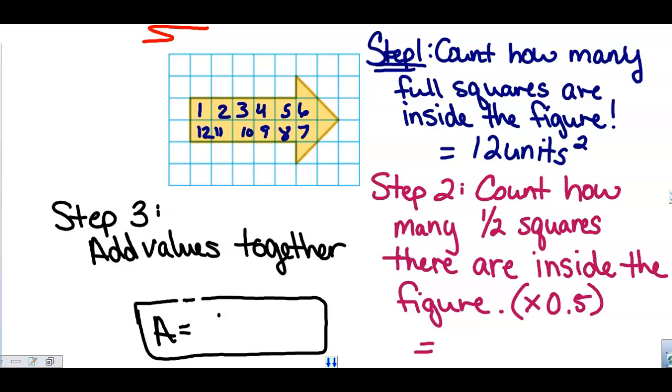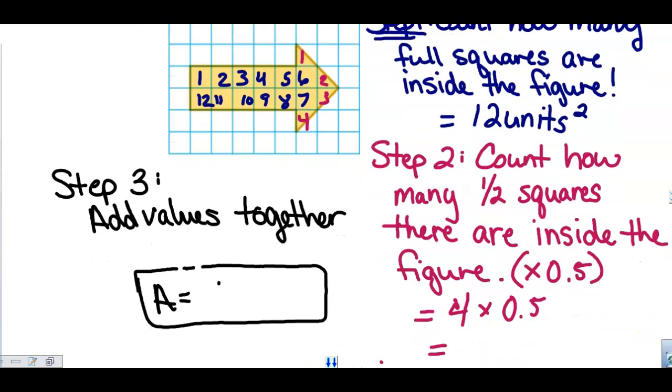Now let's count the half squares. Now each half square only counts for half of a square unit. We've got 1, 2, 3, 4 half squares. So we're going to take that 4 and times it by 1/2, or you can think of it as taking 4 divided by 2. That's as easy as that. You're just taking 4 divided by 2 and getting 2 square units, which makes sense because if you put two halves together, it gives us 1 whole square unit. And we've got 4 of them, so we get 2 square units out of it.